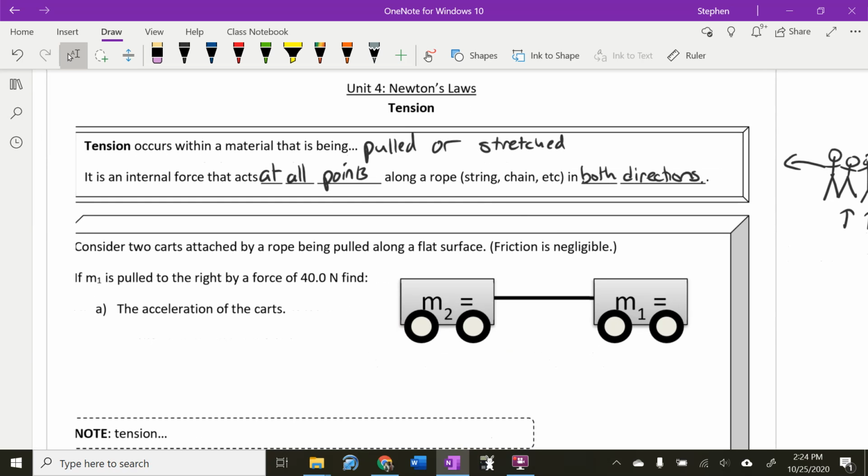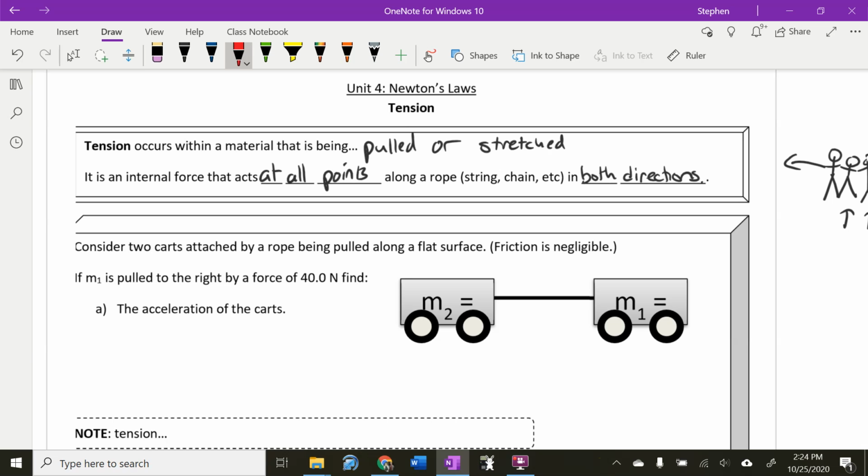Let's look at an example problem here. Let's say you have two carts that are attached by a rope and they're being pulled along a flat surface, and we're going to ignore friction. We're going to say it's negligible, meaning the size is so small it doesn't really play a part. So if M1 is being pulled to the right by a force of 40 newtons, what is going to be the acceleration of the carts?